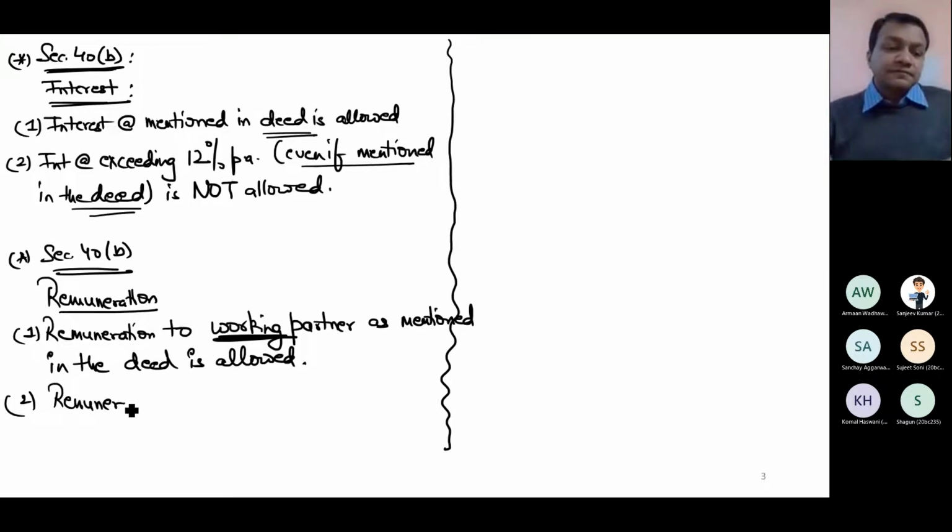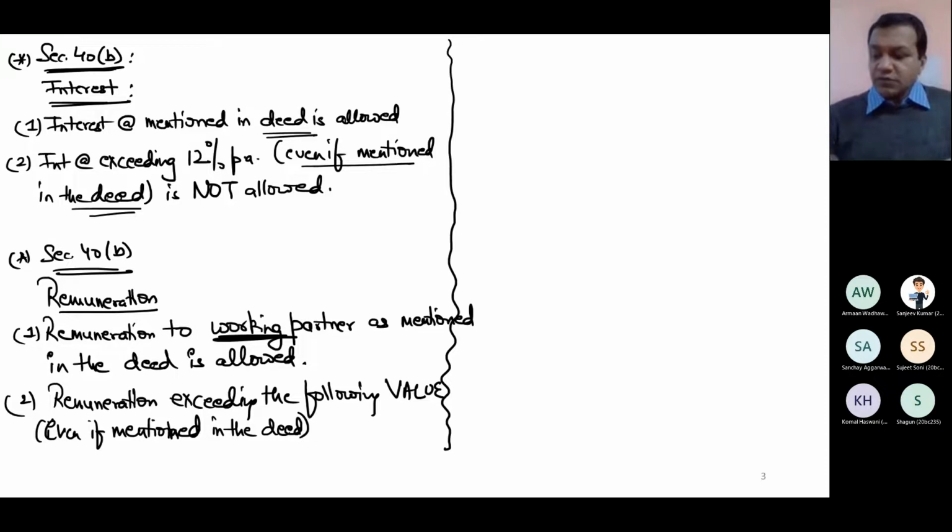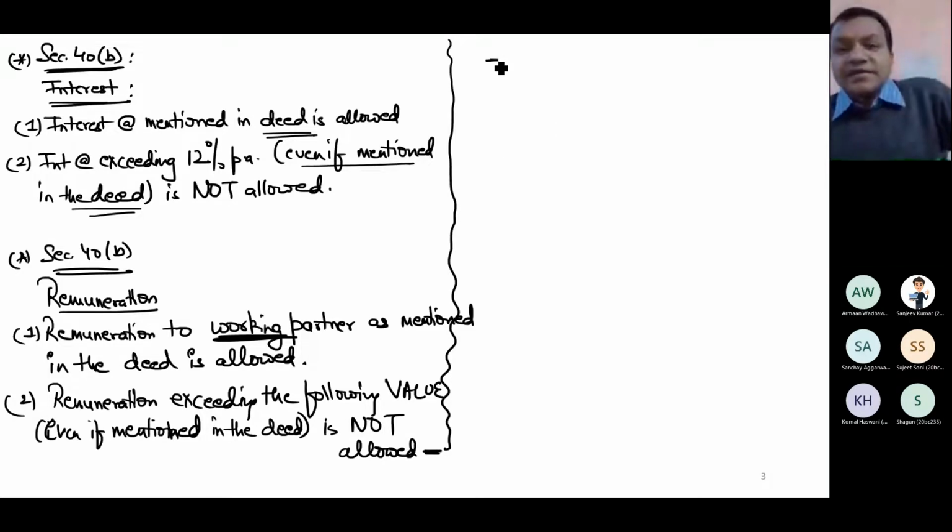Remuneration exceeding the following value, I will tell you which value that is. Remuneration exceeding the following value, even if mentioned in the deed, is not allowed. So how much is that limit? The limit is on the first 3 lakh of the book profit.